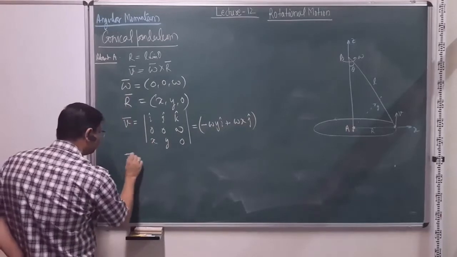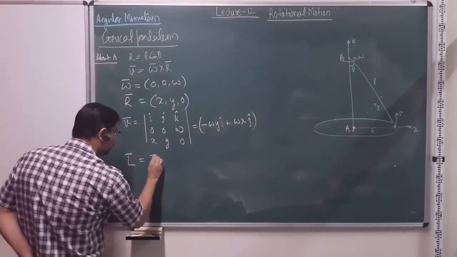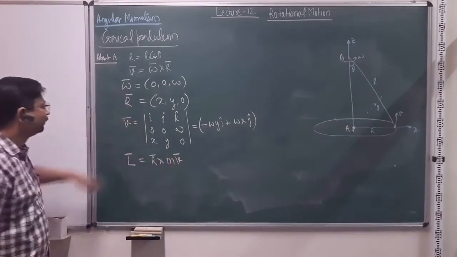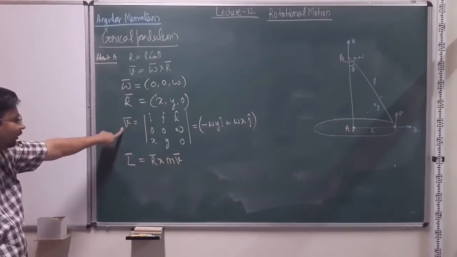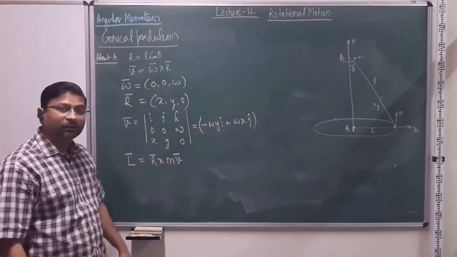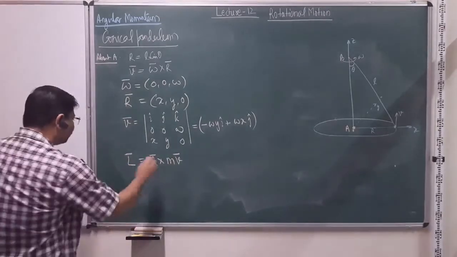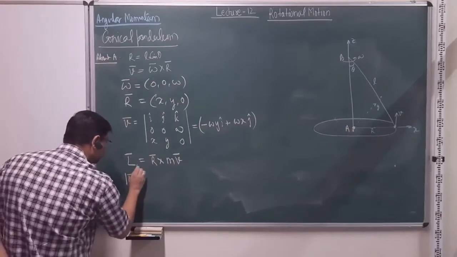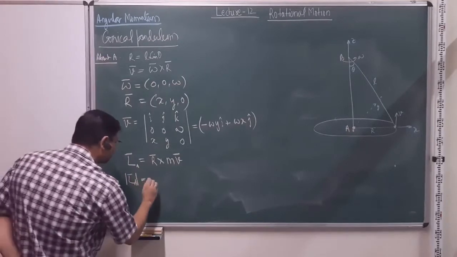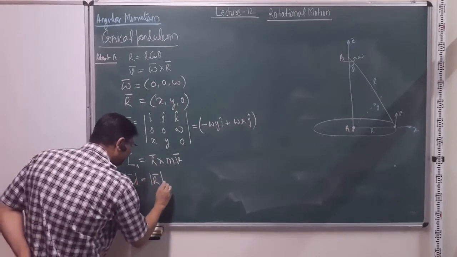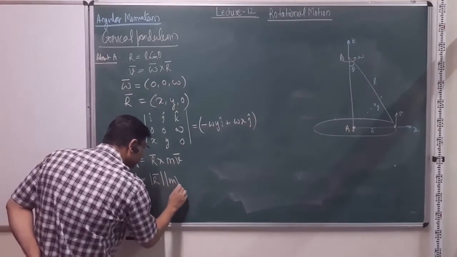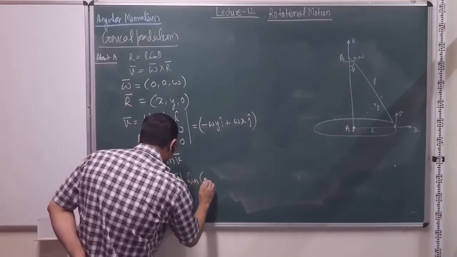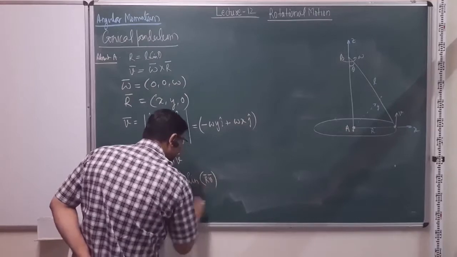What is L? L is r cross m v. We have r, we have v, so we can find out r cross m v. Let's first find out the magnitude of L. So let's write it down as L of A. The magnitude of this we know. That's a straightforward calculation: m v and sine of the angle between r and v.